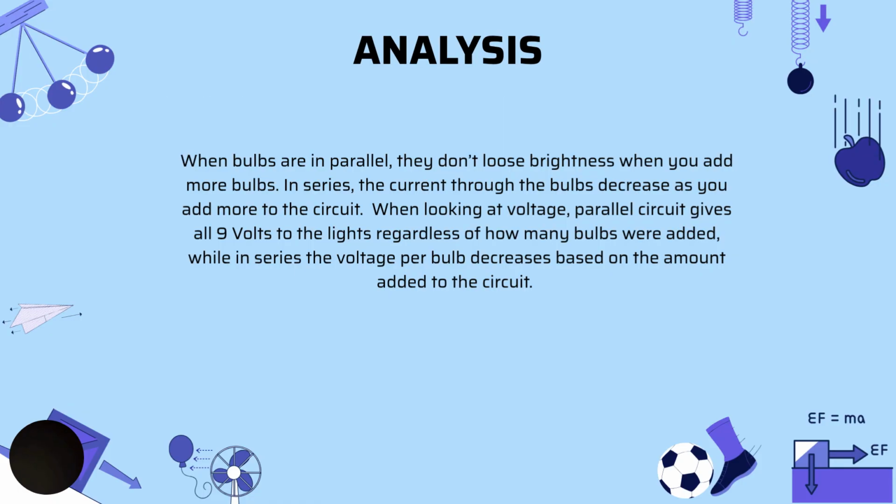So for the analysis, when bulbs are in parallel, they don't lose brightness. When you add more in series, the current through the bulbs decreases as you add more to the circuit. When looking at voltage, parallel circuits give all 9 volts to the lights regardless of how many bulbs are added, while in series, the voltage per bulb decreases based on the amount added to the circuit.